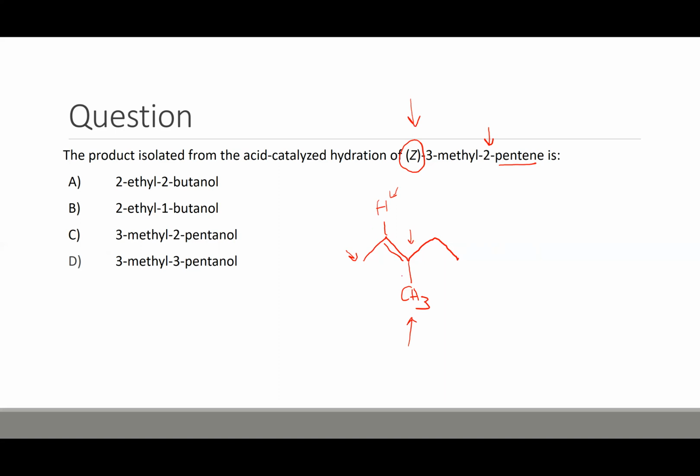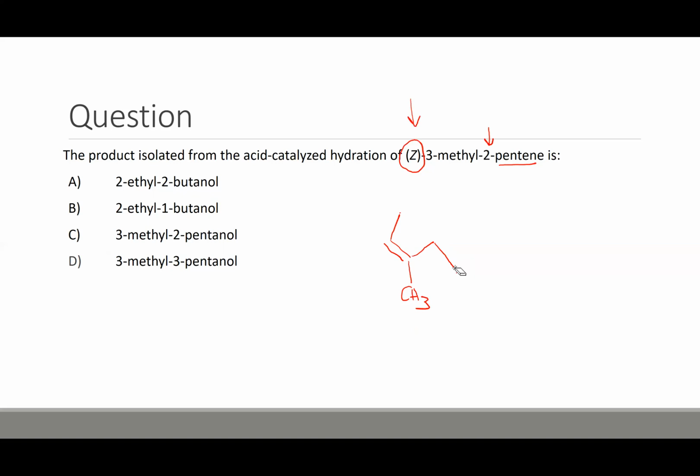And if I wanted to redraw this so that the big groups are on the same side, remember all I have to do is switch one of these around. I'm going to switch this one here, so that it is pointing up and my hydrogen is here. Okay, still the same thing. 1, 2, 3, 4, 5. It's a pentene. The double bond is in the 2 position. The methyl is in the 3 position. I just now have my groups pointed in the direction so that it is a Z double bond.